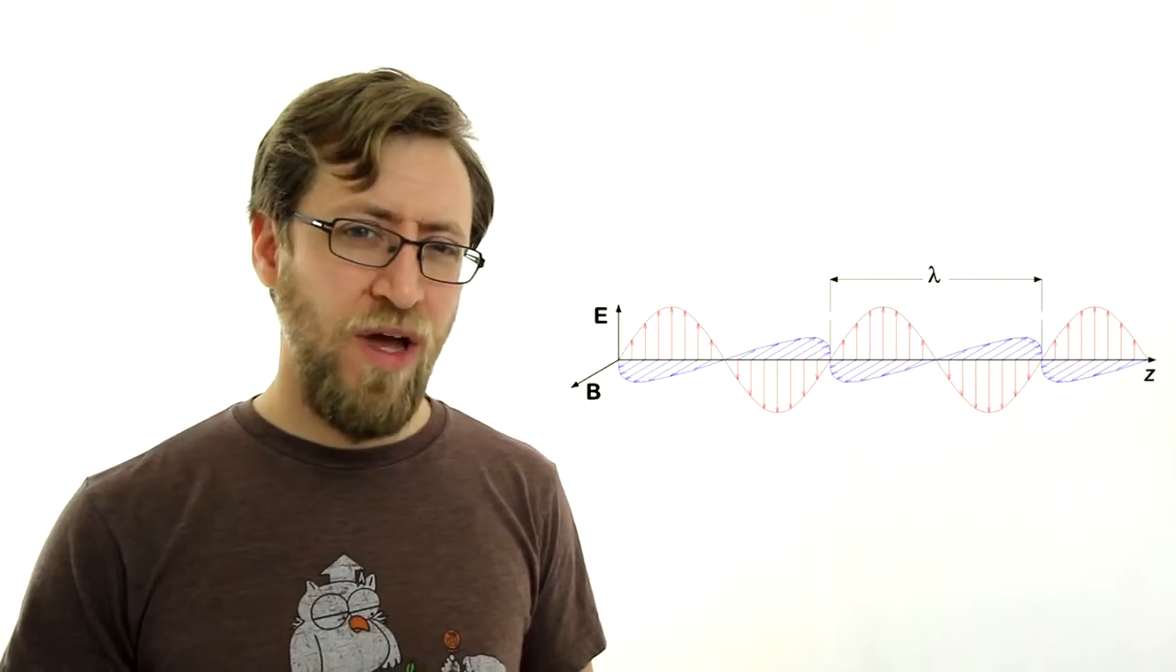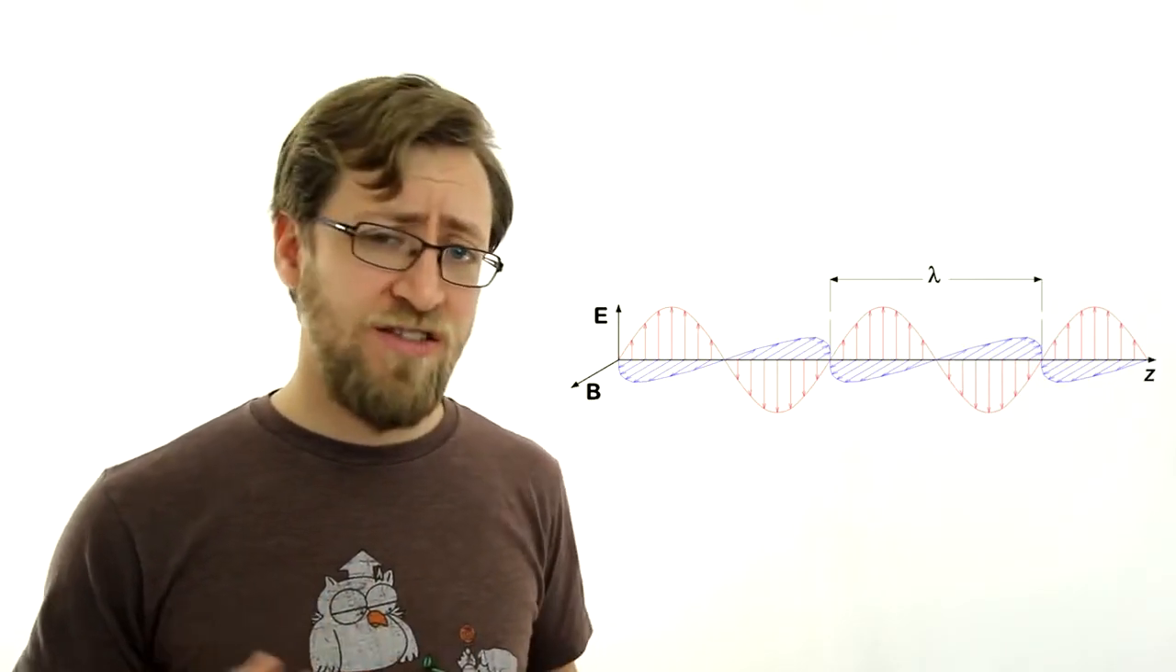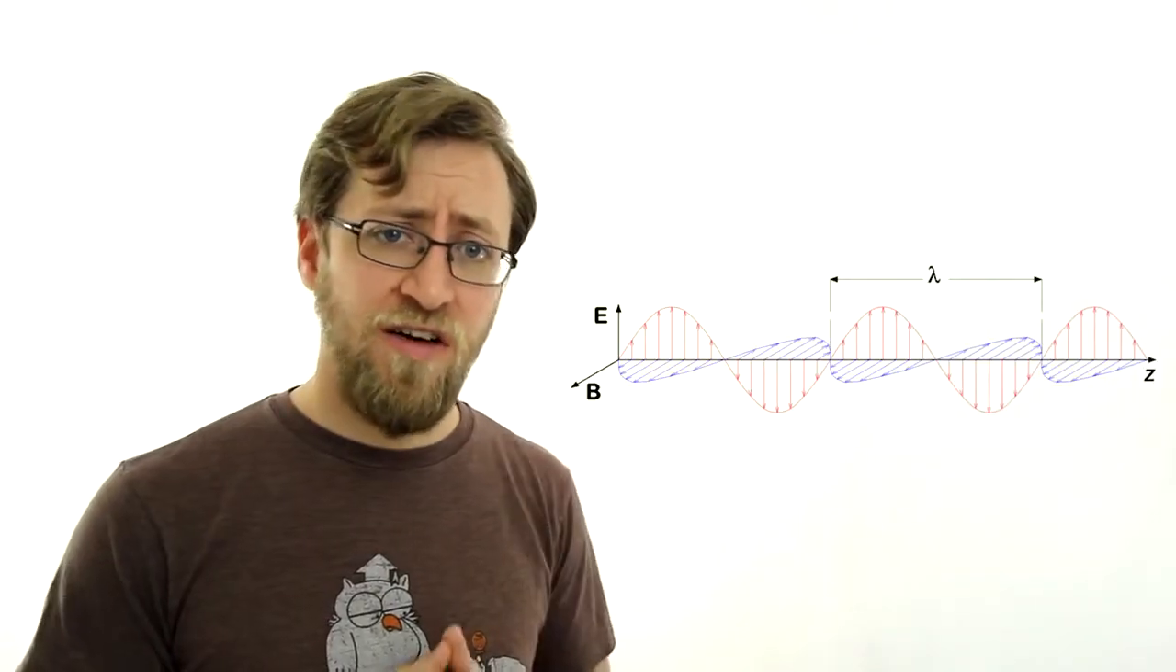Okay, let's look at this diagram for a little bit. A wave has a phase, a wavelength, and a polarity. The phase is just the position of the crests and troughs along the wave.